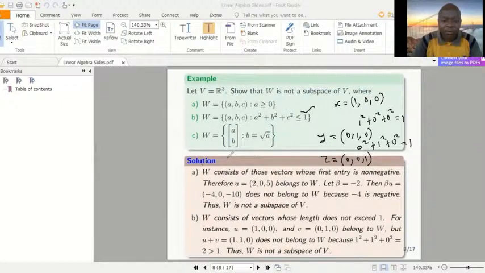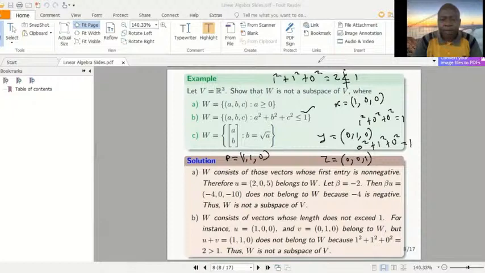What about vector 1, 1, 0? Does it belong to W? Let's see. 1 square plus 1 square plus 0 square will be 2. 2 is not less than or equal to 1. So this vector P does not belong to W.